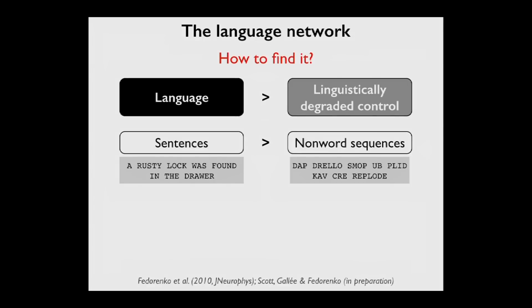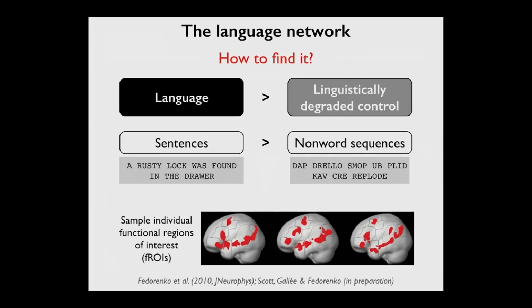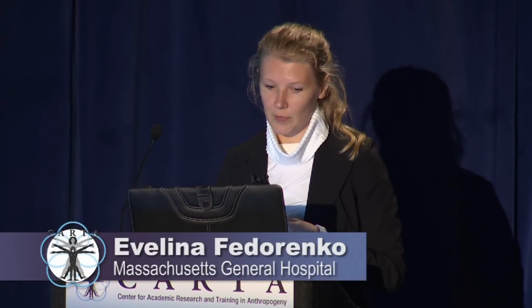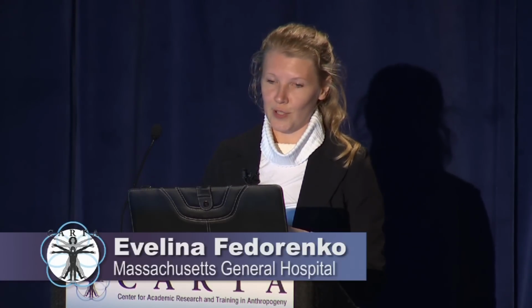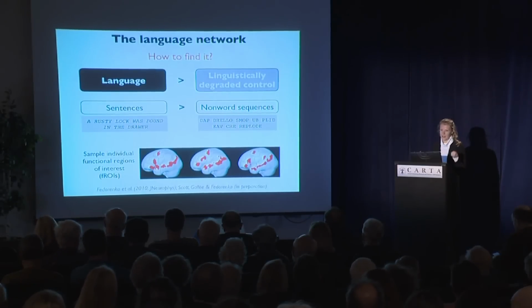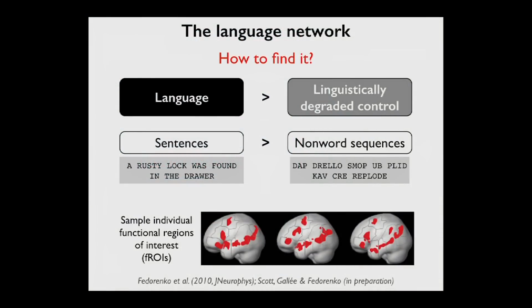A key methodological innovation that laid the foundation for much of my work was the development of tools that enable us to define the regions of the language network functionally at the individual subject level using contrasts like these. And here I'm showing you sample language regions in three individual brains. And this so-called functional localization approach has two advantages. One, it circumvents the need to average brains together, which is what's done in the common approach, and it's a very difficult thing to do because brains are quite different across people. And instead, in this approach, we can just average the signals that we extract from these key regions of interest.